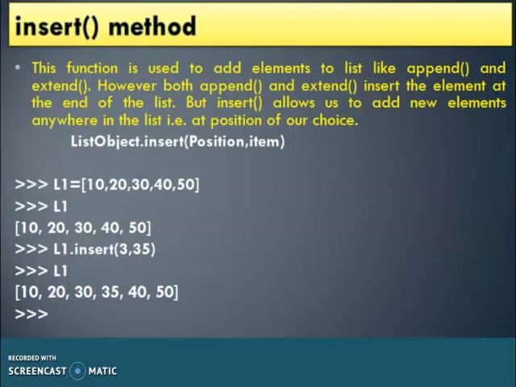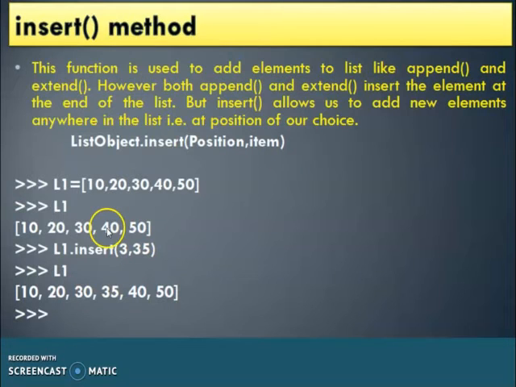By using this insert method, you can add a new element at any position. This is the syntax: list object dot insert(position, item). Here you can specify the position, then the item you want to send.